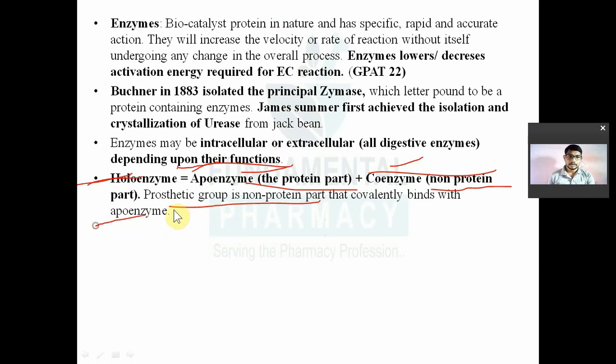ठीक है, नॉर्मली क्या होता है, ये कोई एंजाइम जो है apo एंजाइम को लूज बाइंड करता है, जैसे आपका कोऑर्डिनेट बॉन्ड वगैरह. So in that case, if the non-protein part of your enzyme is bound to the apo enzyme or protein part by a loose bond, that is known as a coenzyme, and if that non-protein part binds to the protein part by a covalent bond, that is known as the prosthetic group.